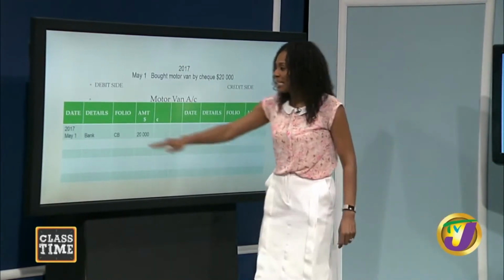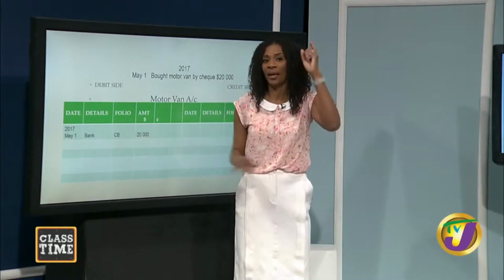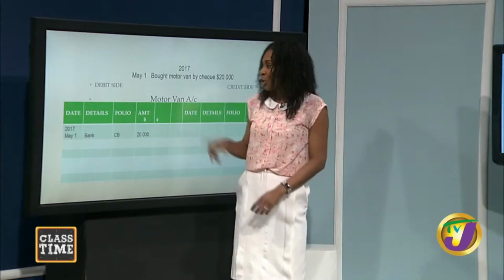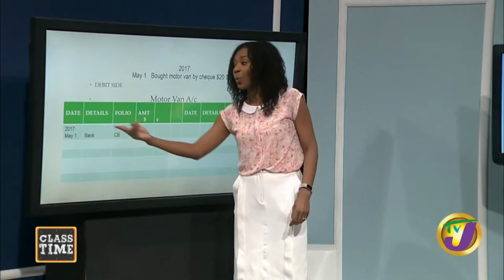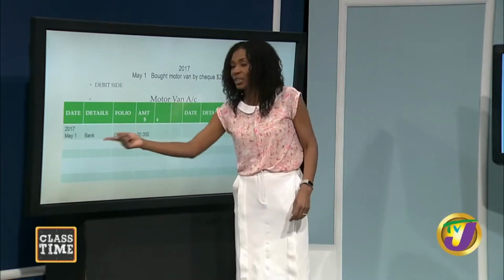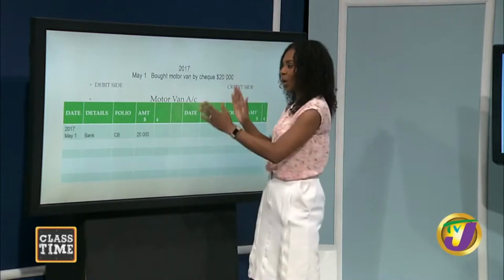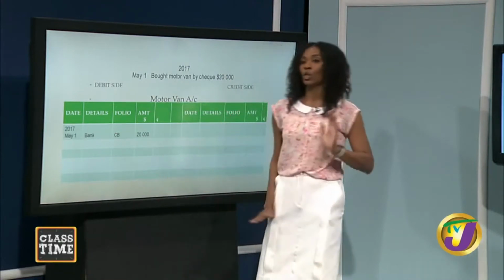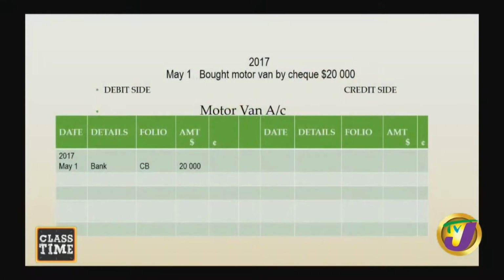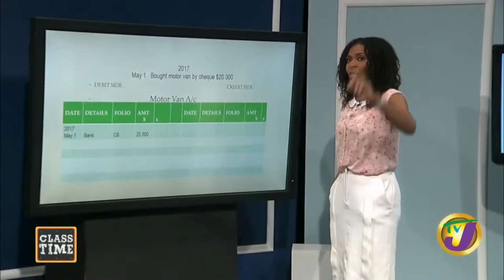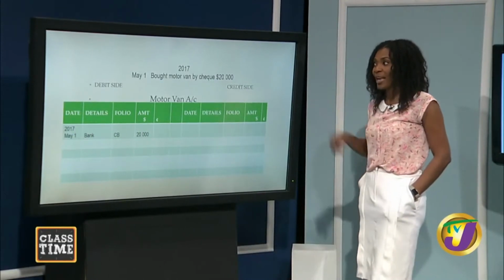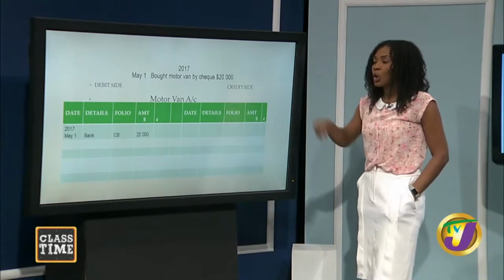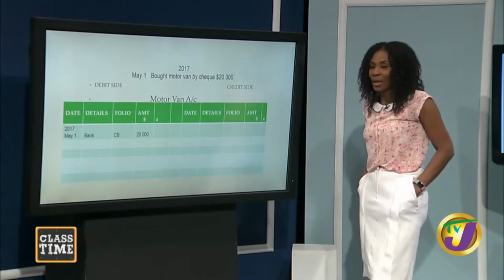So at all times in the details, you must write the name of the other item that was affected by the one transaction. So in the motor van account, in the details section, you will write bank. And if it were the bank account, in the details section, you would write motor van. So this is how we would make a debit entry to show an increase in asset. Moving on. So I've made one entry for this transaction. Let's go to the bank account, the other item that was affected.